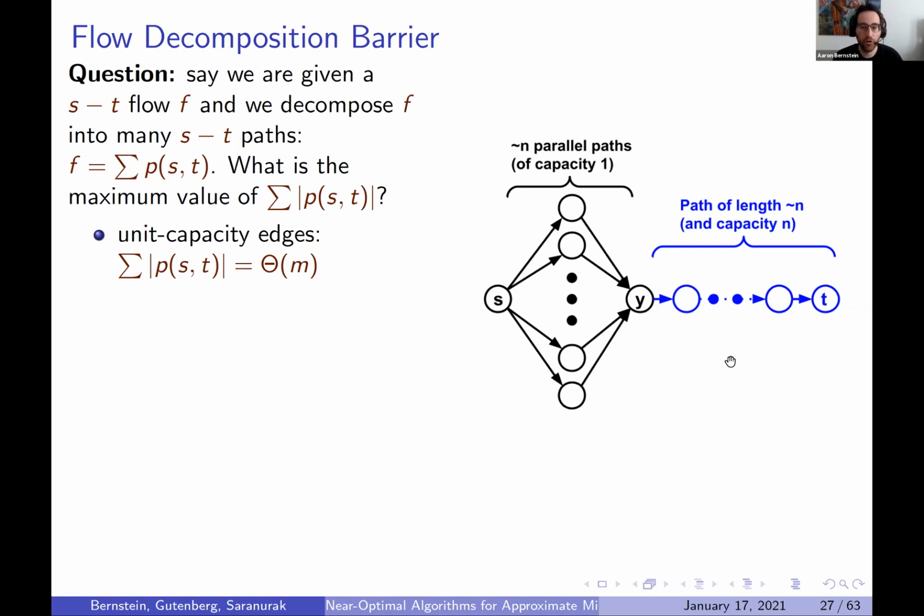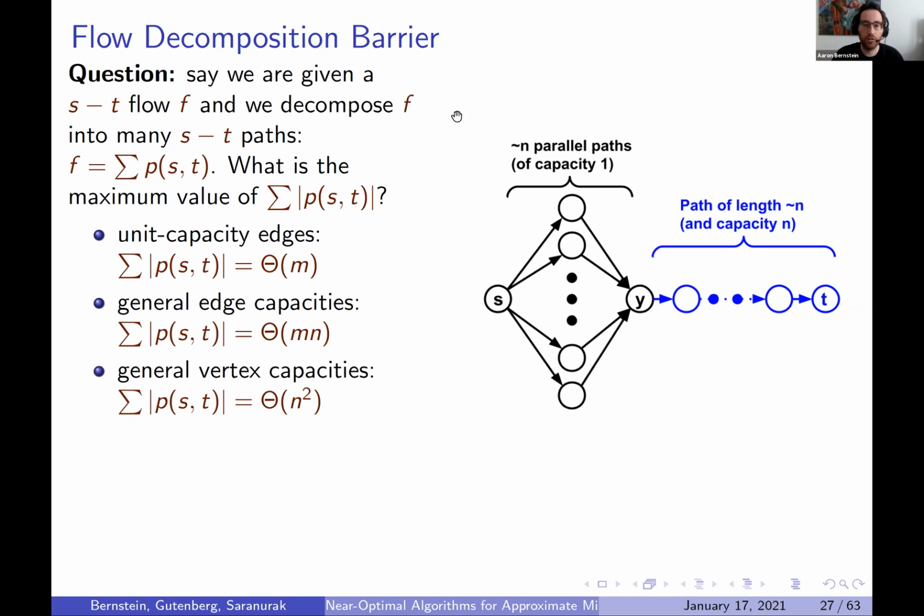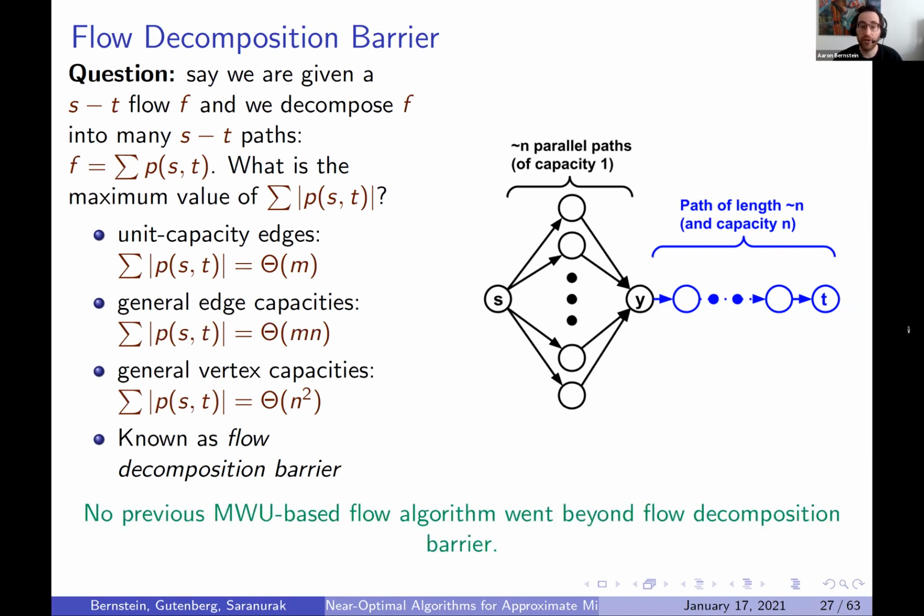More generally, you can show that for general edge capacities, the total length of the path can be as big as Mn, and for vertex capacities, it can be as big as n squared. This is what's known as the flow decomposition barrier. And the point is that all previous MW algorithms were not able to get past this barrier, because as long as you're really sending flow down every path that you find and adjusting the flow on each edge, you're always going to be stuck at this barrier. You're not going to be able to beat those times above.